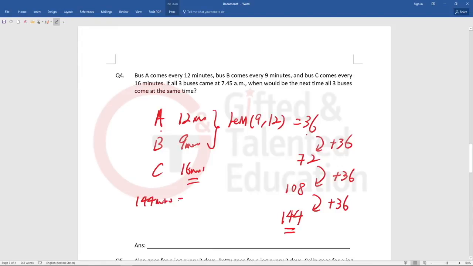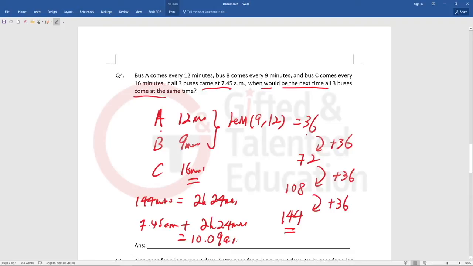And 144 minutes is equal to 2 hours and 24 minutes. So, if all three buses came at 7:45 a.m., when would be the next time all three buses come at the same time? The answer would be 7:45 a.m. plus 2 hours and 24 minutes, which gives us 10:09 a.m.